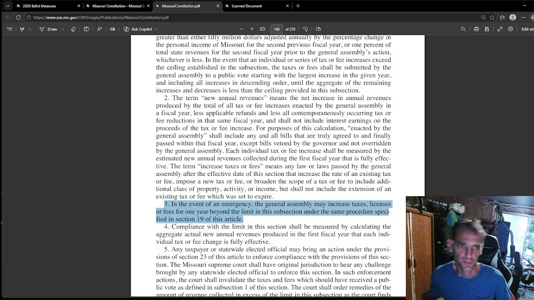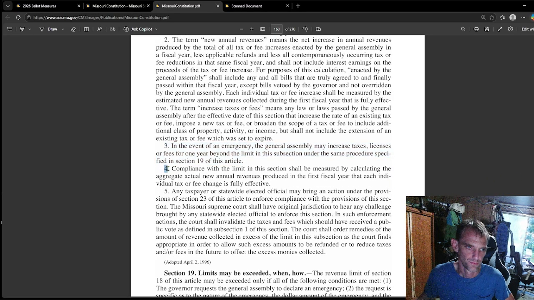Subsection 3 of Section 18E. In the event of an emergency, the General Assembly may increase taxes, licenses, or fees for 1 year beyond the limit in this subsection under the same procedure specified in Section 19 of this article. Subsection 4 of Section 18E. Compliance with the limit of this section shall be measured by calculating the aggregate actual new annual revenues produced in the first fiscal year that each individual tax or fee change is fully effective.